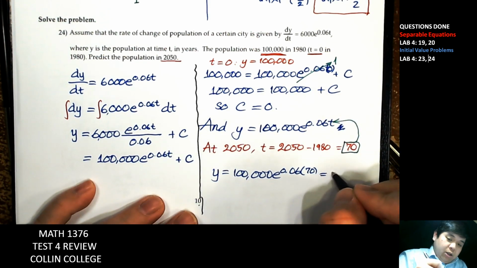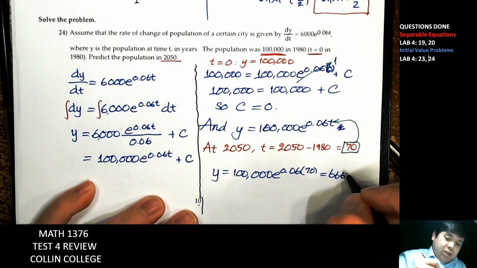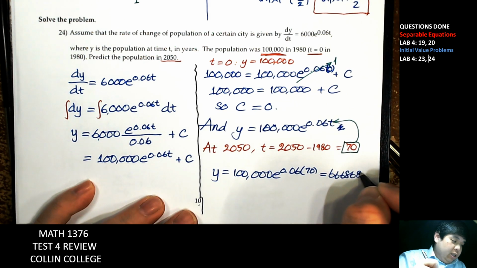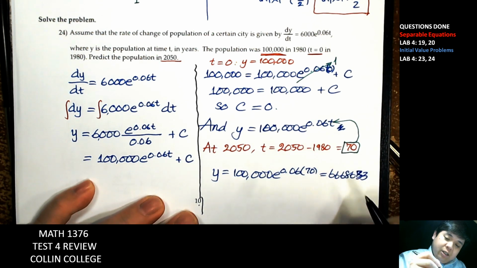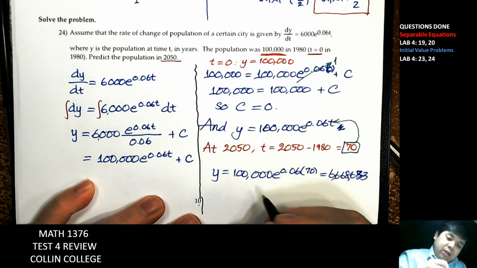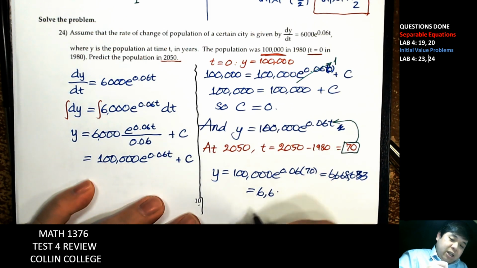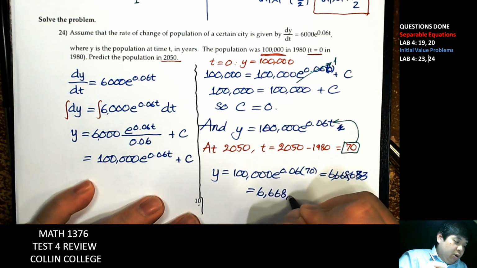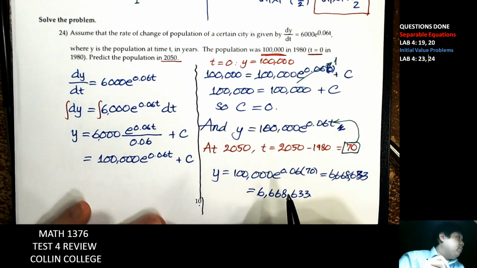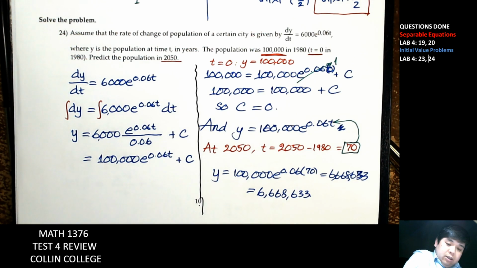I got 6,668,633. So that's pretty much what we have.